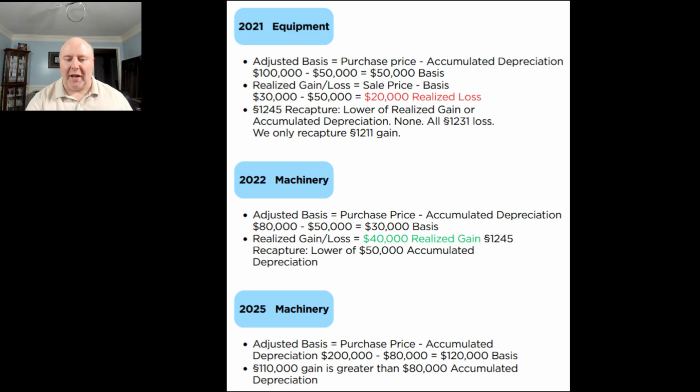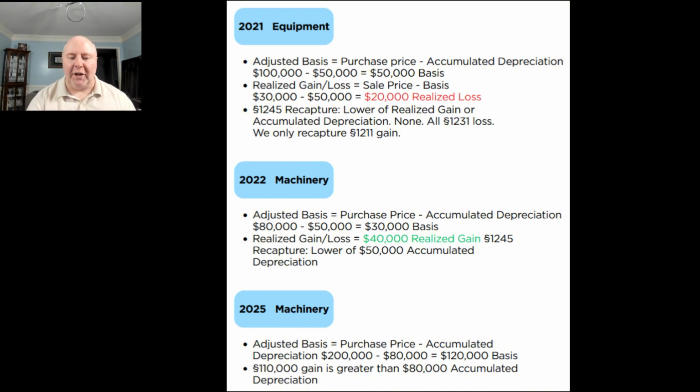For the machinery, we looked through here and did our calculations on that, and we said, okay, $40,000 realized gain is going to be over here versus our accumulated depreciation. Because we had $50,000 of accumulated depreciation, everything was going to be recaptured, so that gain is going to be recaptured. We don't have any 1231 that's going to survive. All that will be 1245 recapture, treated as ordinary.